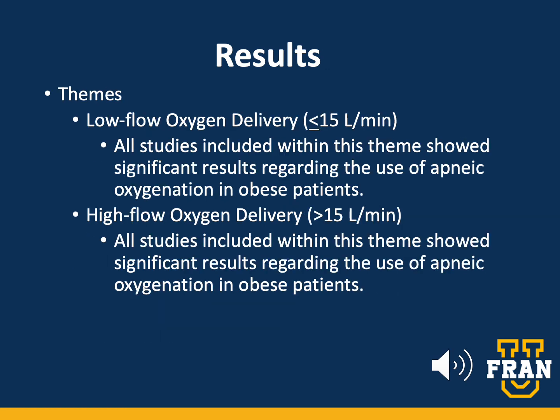Results: The systematic review was organized into two themes, low-flow oxygen delivery and high-flow oxygen delivery. The students defined low-flow oxygen delivery as when the researchers instituted the use of oxygen at 15 liters a minute or less, and high-flow oxygen delivery was when the researchers instituted the use of oxygen at greater than 15 liters a minute. The studies that instituted low-flow oxygen delivery are as follows.